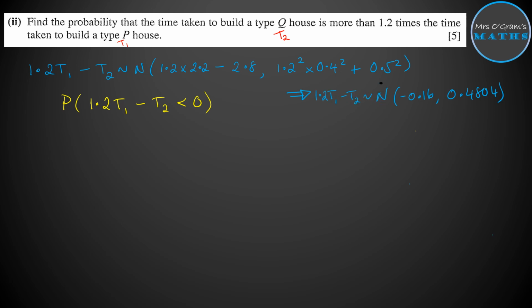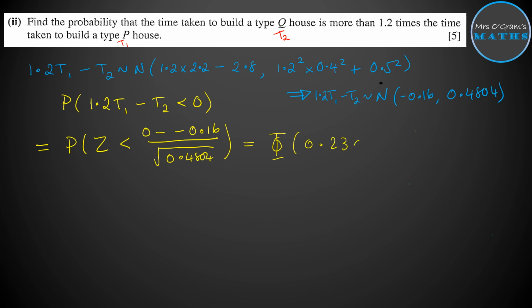So continuing now to work out the probability of that becoming less than 0, this will be the probability that Z is less than 0, take away the mean, which is minus 0.16, over the square root of the variance, which becomes phi of 0.2308, which is a probability of 0.5914.